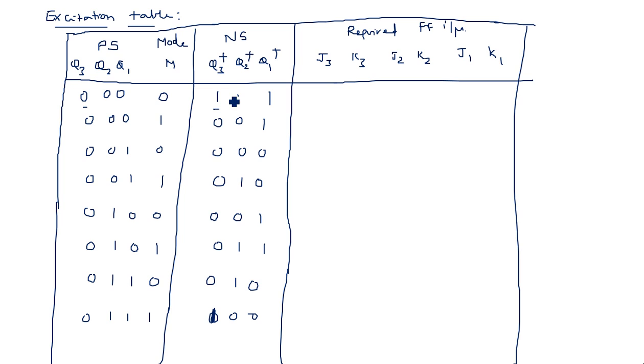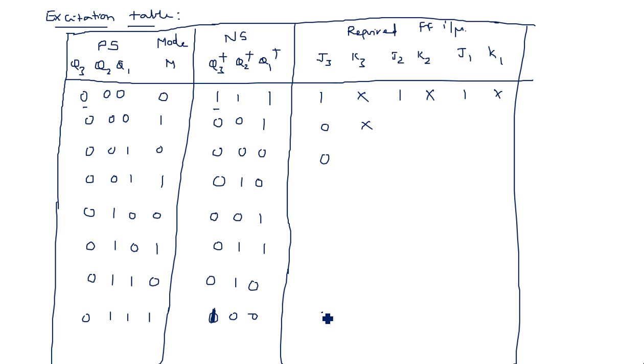Present state is 0, next state is 1. Then J3, K3 will be 1x. And present state is 0, next state is 1, same here also 1x, here also 1x. Next, coming to present state is 0 and next state is 0, that is 0x. Okay, I am taking all these required flip-flop inputs. If you have any doubt, you can take that excitation table and compare.